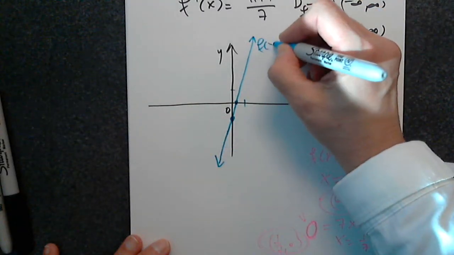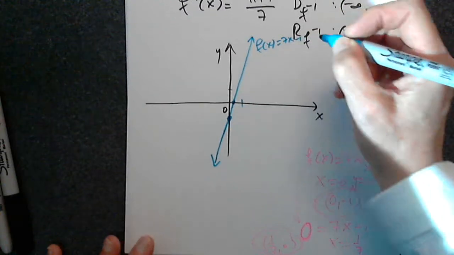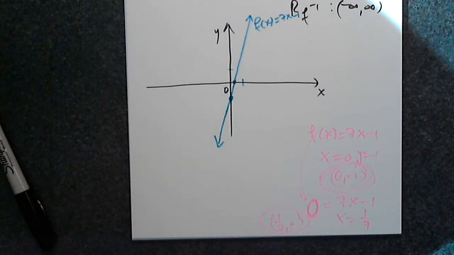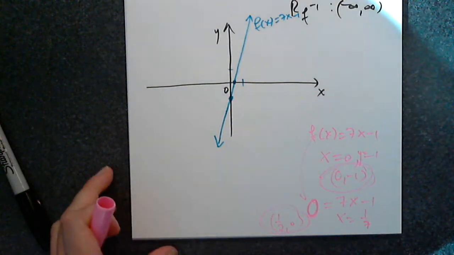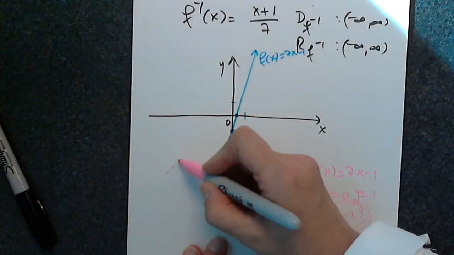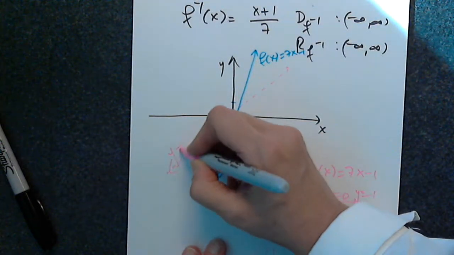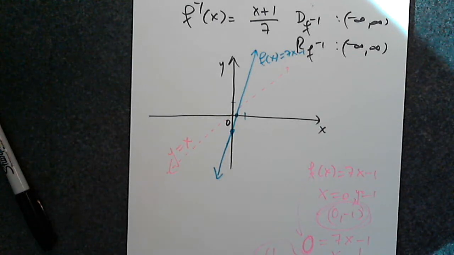So this is f of x, 7x minus 1. Very good. So now please give me 2 ordered pairs. Do not forget to graph this very important line, which is y equals x. Whenever you're asked to graph both the function and the inverse on the same coordinate system, you have to graph y equals x. It's a must.